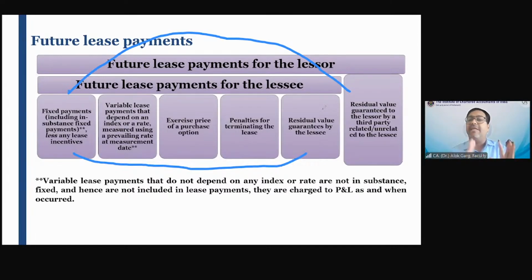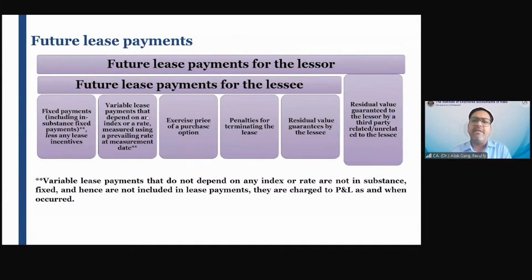So if any guarantee is given by the lessee on a residual value, it will also form part of the lease payment. From the lessor perspective, all these payments have to be considered as lease payments, right? Plus, since it is a lessor, it is an owner. So in addition to the lessee, if any additional person, like a third party who is related or unrelated to the lessee, has given the residual value guarantee to the lessor, that also needs to be considered as a lease payment from the lessor perspective. Friends, let me discuss the meaning of lease payment with the help of an example.